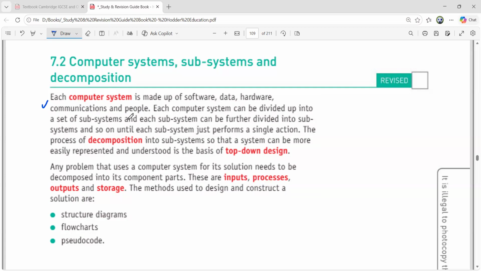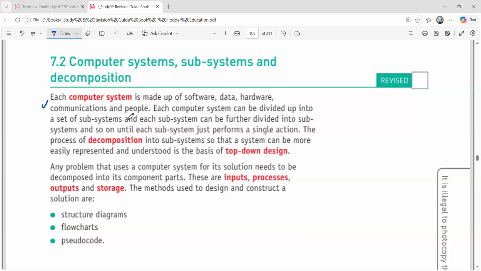And then decomposition. Each computer system can be divided into a set of subsystems, and each subsystem can be further divided into further subsystems until each subsystem performs a single action. This is a very concise and clear description of what the subsystems or the computer systems are doing.